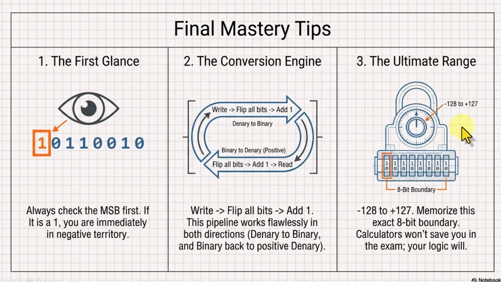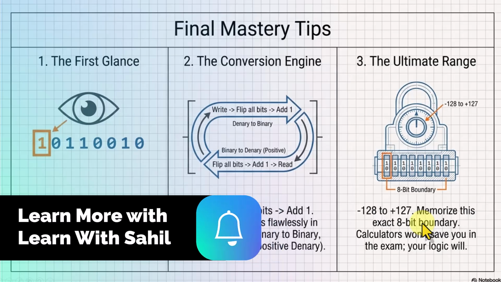Then the ultimate range, remember that. Negative 128 up to positive 127, that is simply your range for 8 bits. And in IGCSE mostly we are working with 8-bit patterns.